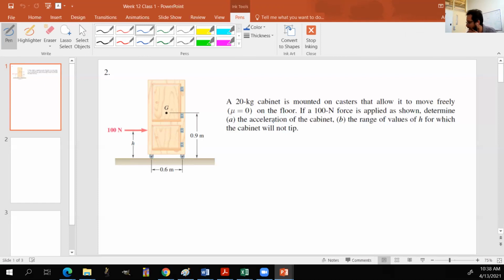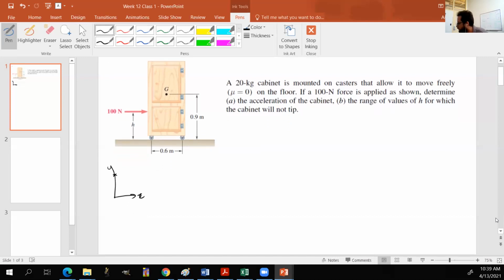All right. First part is pretty simple. F equals ma, you get the answer pretty straightforward. But going back to our process, first thing, coordinate system. What's the next thing that we do? FBD.